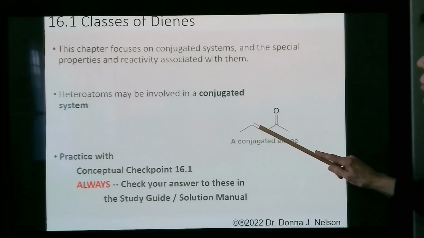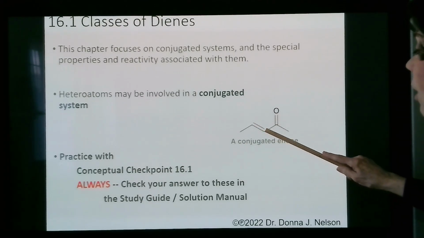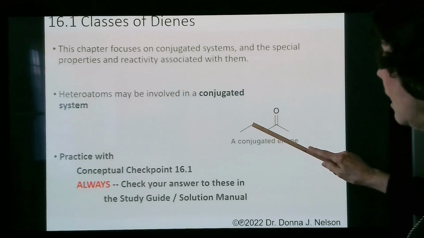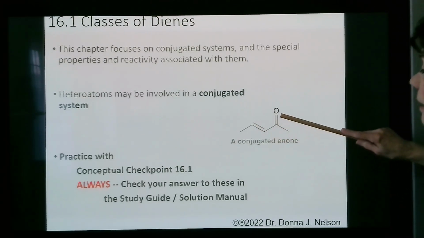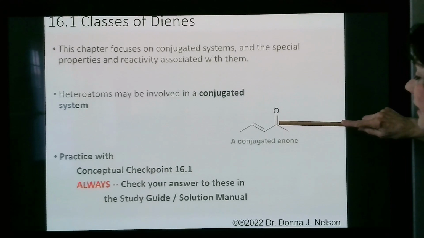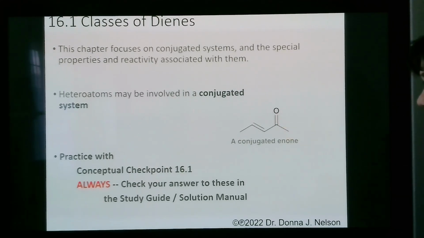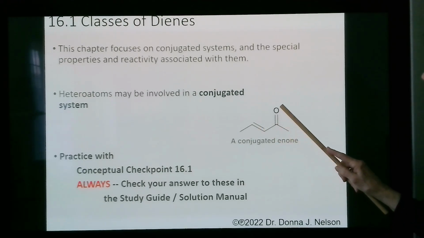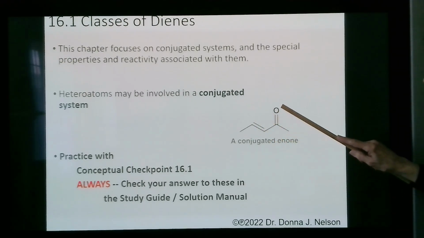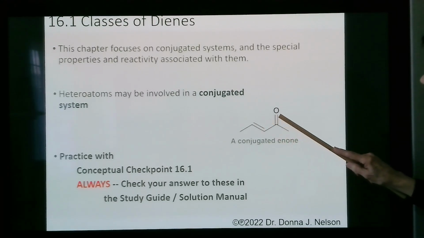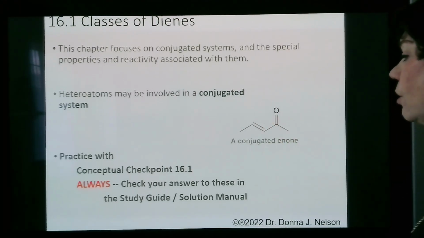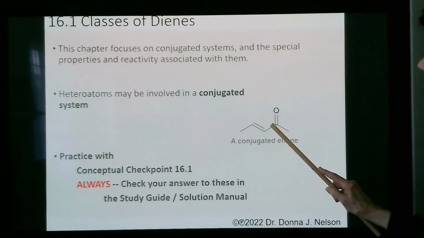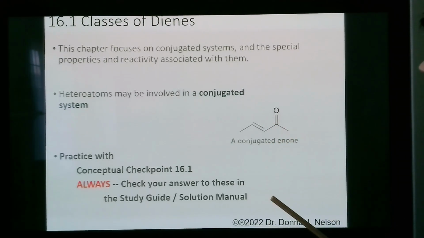The dienes do not have to be just carbon-carbon pi bonds. Here, this is a carbon-carbon double bond, and this double bond is a carbon-oxygen double bond. So this is called an enone, because this is an alkene, this is a ketone. So this would not be called a diene, but rather an enone.